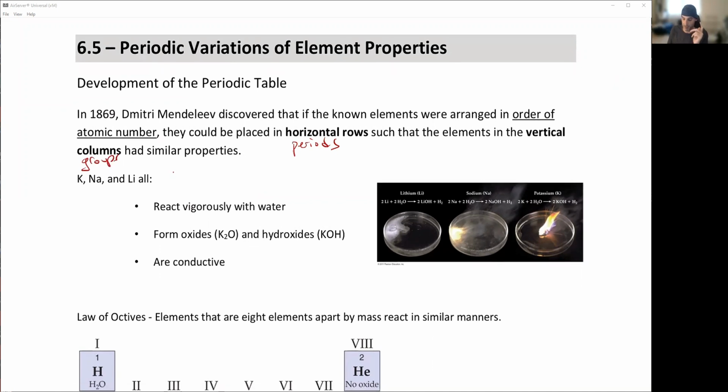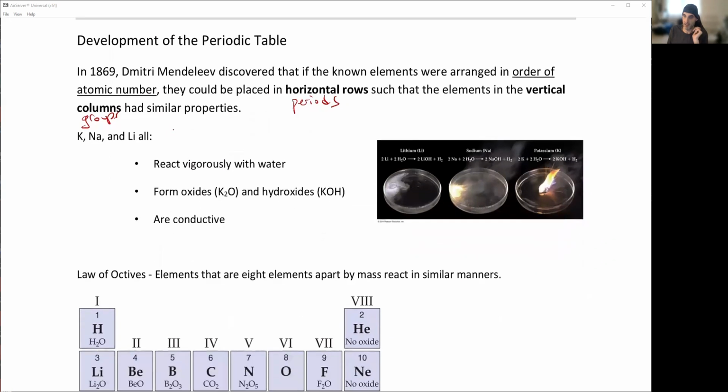So what he found was potassium, lithium, and sodium all reacted vigorously with water. They form the same oxides. Oxygen is super reactive, so generally you see what something will form in terms of an oxide or a hydroxide, and that is the standard for determining how they chemically react. Reacting with water and forming oxides are chemical properties, and then being conductive is a physical property. These things all matched up for potassium, sodium, and lithium.